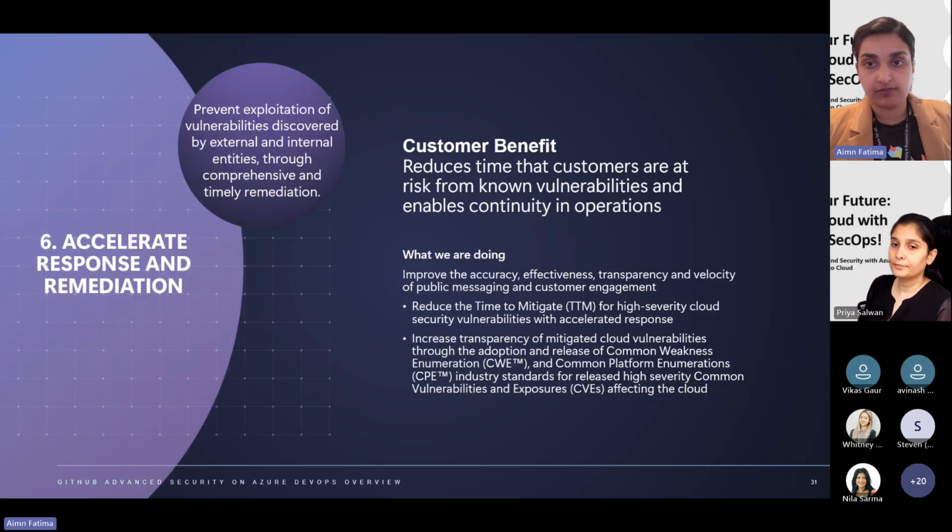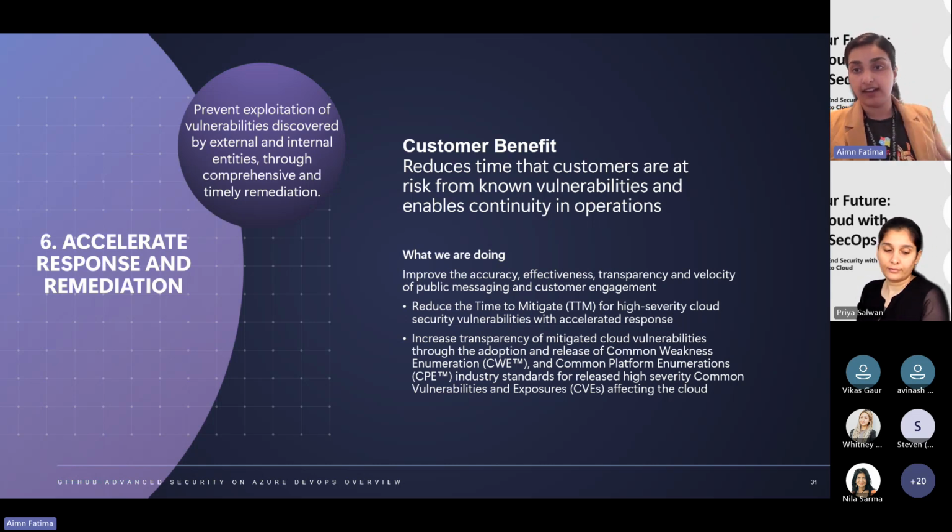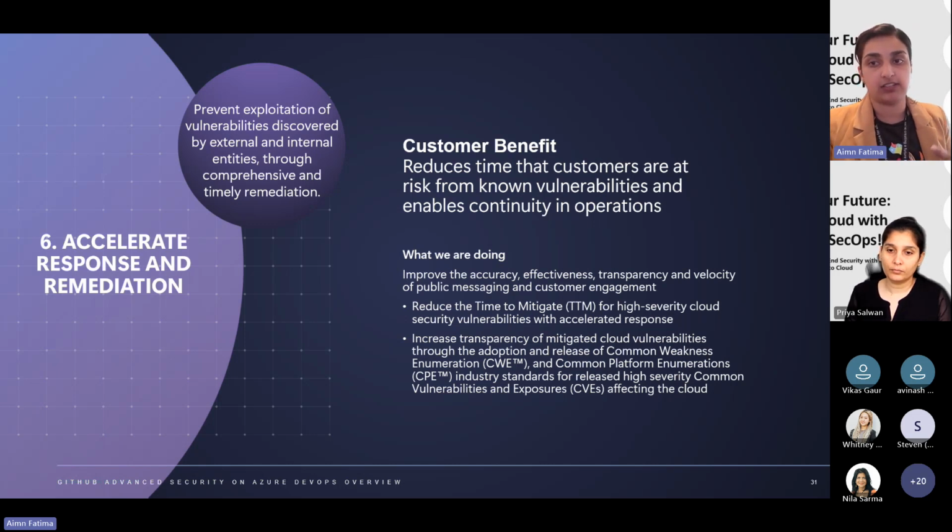And that brings us to the sixth and final pillar of the Secure Future Initiative, which is preventing the exploitation of vulnerabilities. Now, our focus here is addressing vulnerabilities identified by both the internal and external sources. And the customer benefit it provides us is that this is a proactive approach that reduces the time customers are at risk. And how do we achieve this?